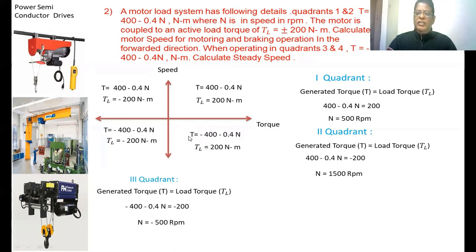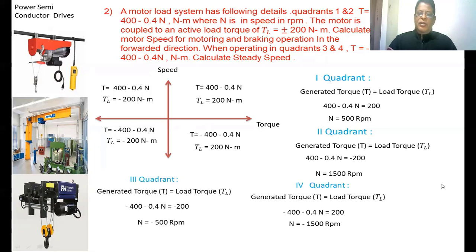In the fourth quadrant, the generator torque is equal to minus 400 minus 0.4 N, and the load torque is equal to 200 Newton meter. Then again you have to equate these two and find out the speed. This is the way in which you have to calculate the speed of a motor by equating the generator torque and load torque in each quadrant.